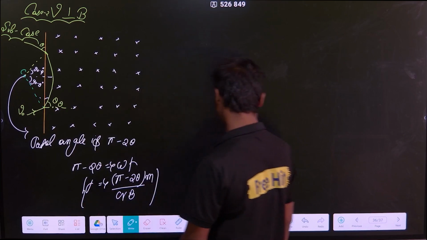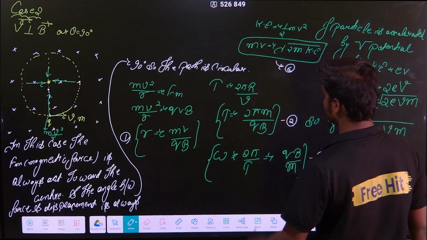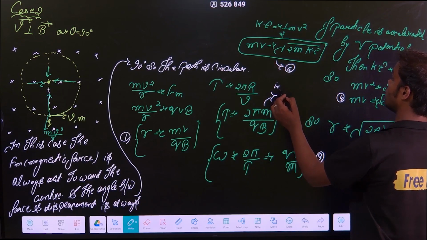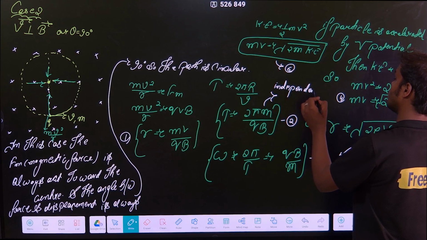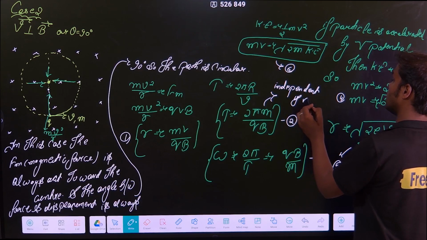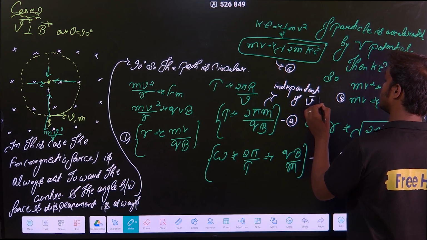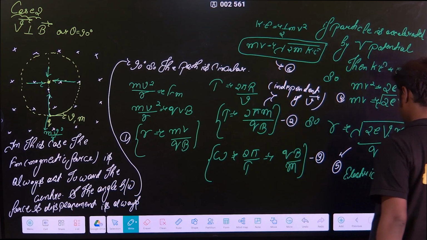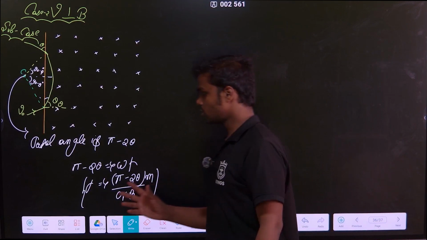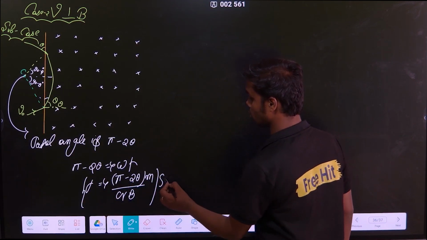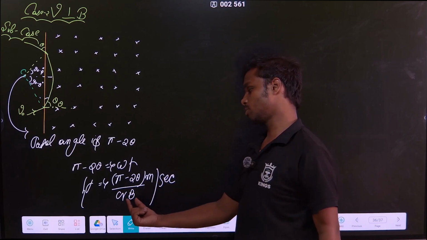I haven't told you one thing, just note it down. It is a very important thing here, that this time period is independent of velocity. It doesn't depend upon the velocity. Just note it down, I will tell you why it is very important. This type of question they will ask you: for how much time is it inside this region? So the time is (pi minus 2 theta) times m divided by qB.